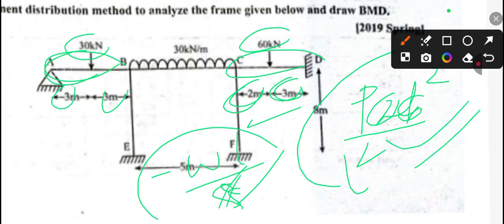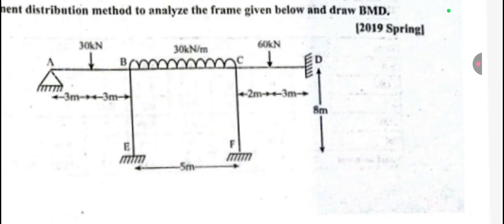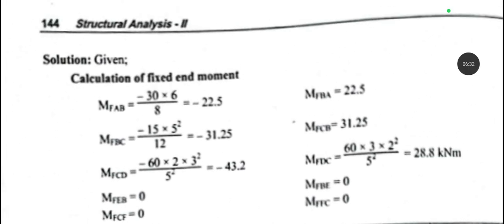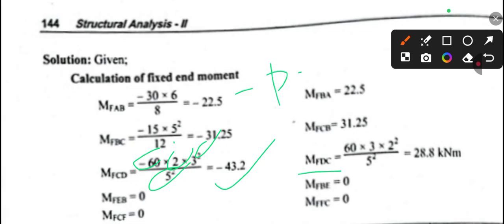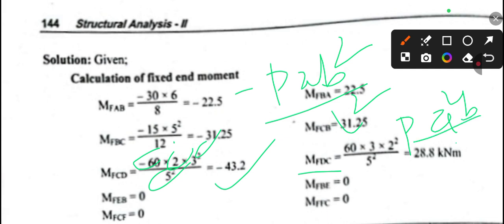So whenever this point load is at different distances, we have to use this formula. So for this CD section, you can see the fixed load is calculated by the formula, P means minus 60, A means 2, B means 3, L square. 2 plus 3 means 5 square is this much. Okay, for the opposite, C to D and D to C, we just have to change the formula. For left side PAB square by L square, and for right side PA square B by L square, and plus only this much. So this will be 28.